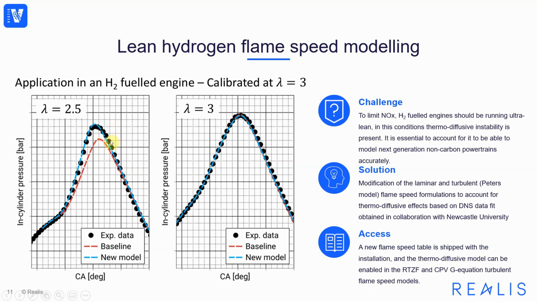This highlights the key strength of the new approach in capturing the changing influence of the instability across a range of conditions by allowing a much more robust and accurate prediction. This new model is enabled in the GUI by enabling the thermodiffusive instability correction in the turbulent flame speed model panel and using the new hydrogen flame speed table provided with the installation.